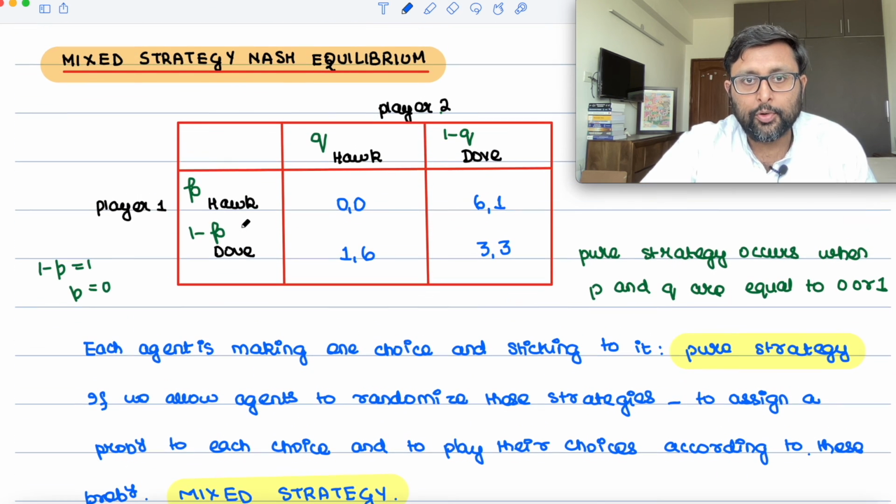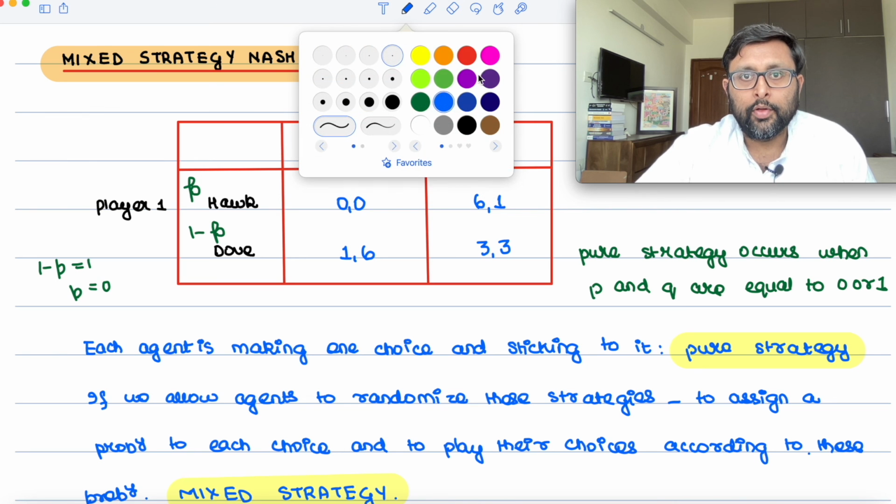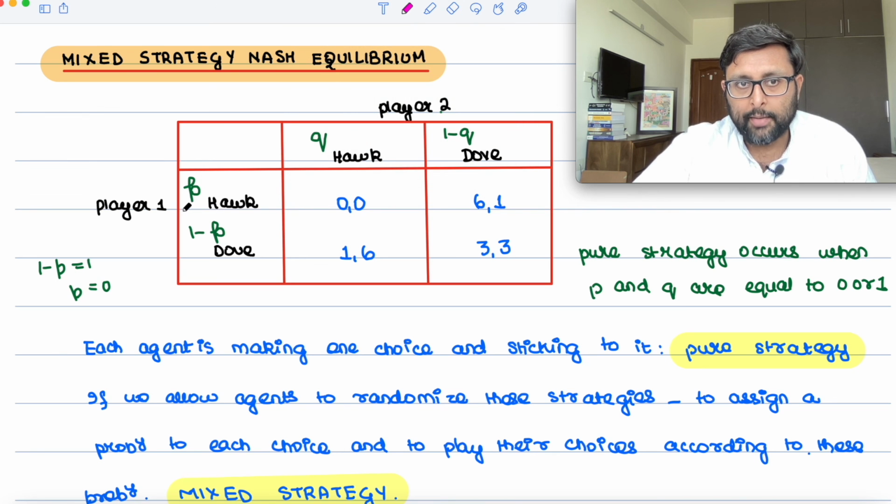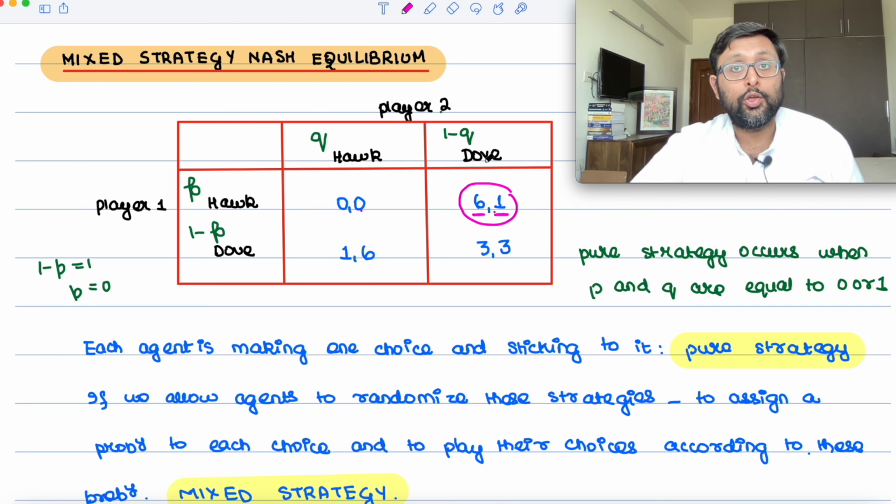You can also look at the pure strategy Nash equilibrium if you want. If I play hawk, I'm player 1, you are player 2, then you will be comparing between 0 and 1. You should be picking 1. If you play dove, I should be comparing between hawk and dove, that is 6 and 3. So p is 1, so I'm playing hawk and you are playing dove with probability q of 0.